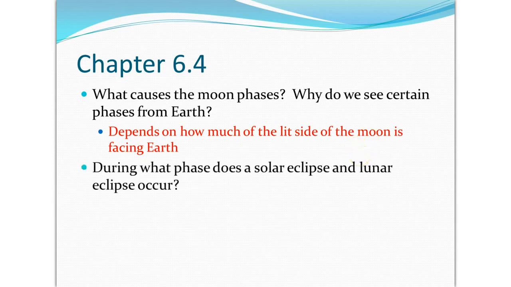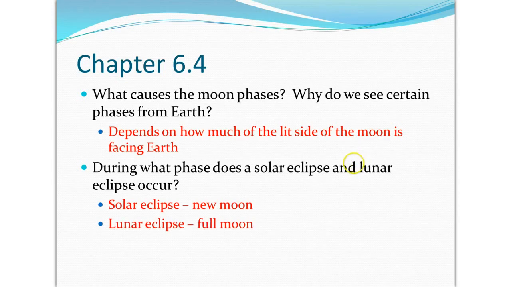During what phase does a solar eclipse and lunar eclipse occur? Solar eclipse, again, when you look at these words, you need to pay attention to the first word to see what's blocked. So in a solar eclipse, solar meaning sun, that's what's blocked. That's going to happen on a new moon. Lunar eclipse, what's being blocked? Light going to the moon. So that's going to happen at a full moon.